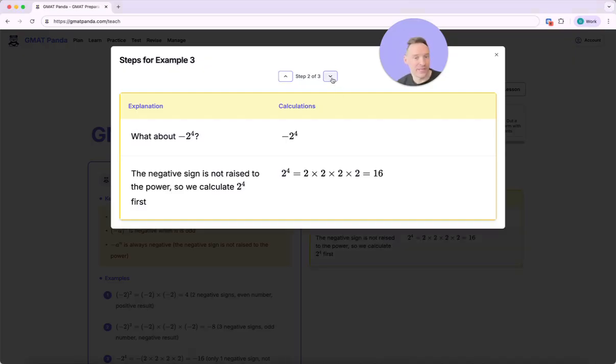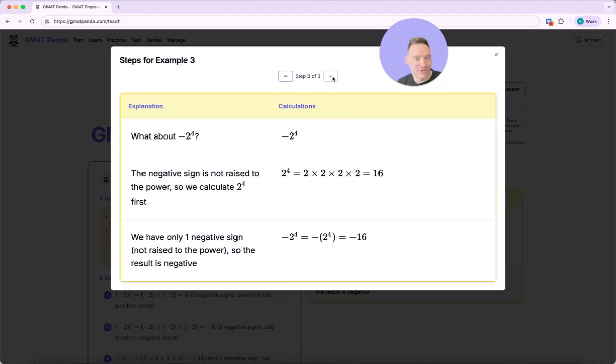And therefore here, what happens? The exponent only applies to the 2, so that's what we're going to multiply by itself 4 times. We're going to get 16, and then at the end, we add the negative sign. So another way of thinking about this minus 2 to the power 4 is that it's minus, open parenthesis, 2 to the power 4. And notice that here it's quite clear that the exponent only applies to the 2 and not to the minus bit.